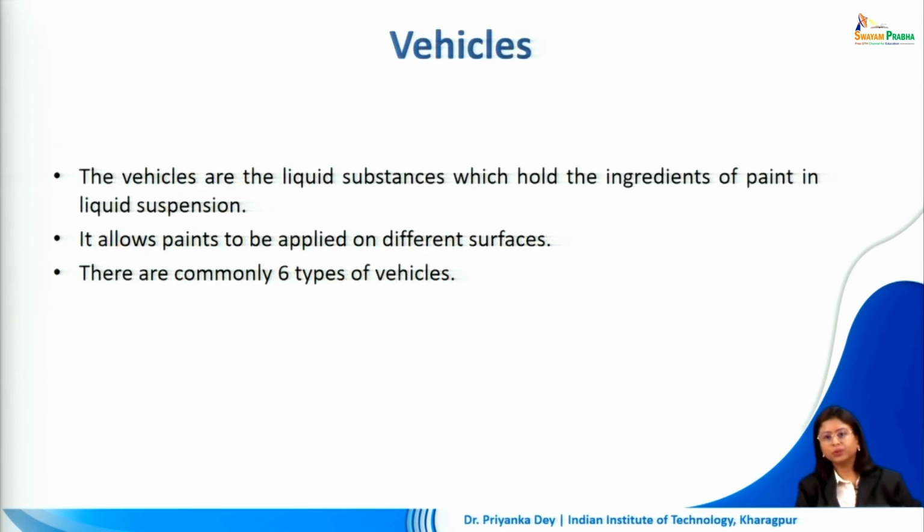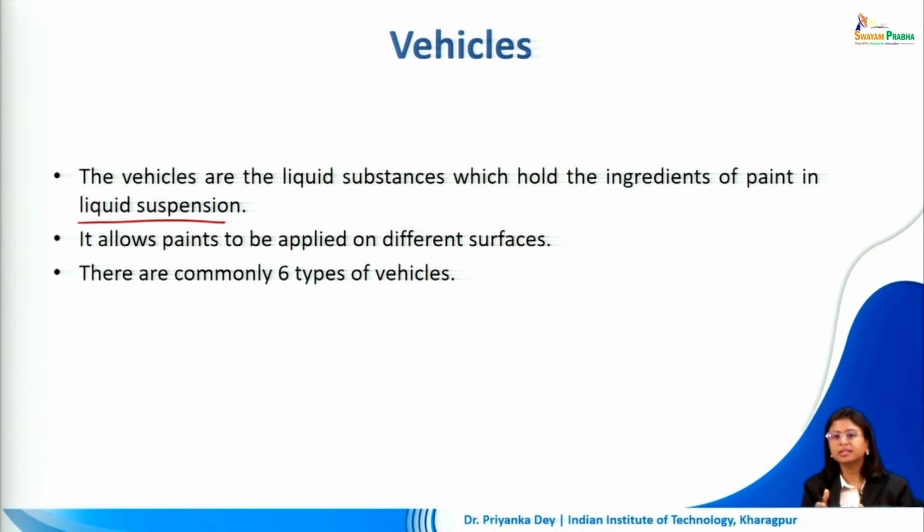The next constituent is called a vehicle. Now the vehicles are the liquid substances which hold the ingredients of the paint in liquid suspension. We're adding a lot of things to the mix, so we need something to carry these in a suspended form. This allows the paint to be easily applied to the different surfaces. So the workability of the paint, the fact that we can have good spreading capacity, that will depend upon the vehicle.